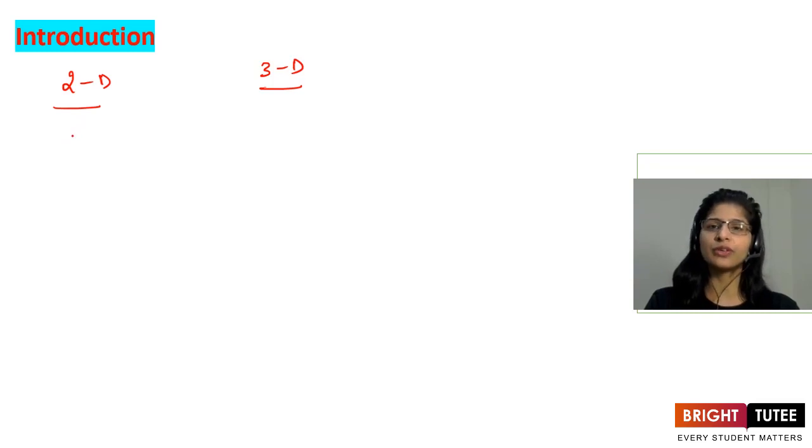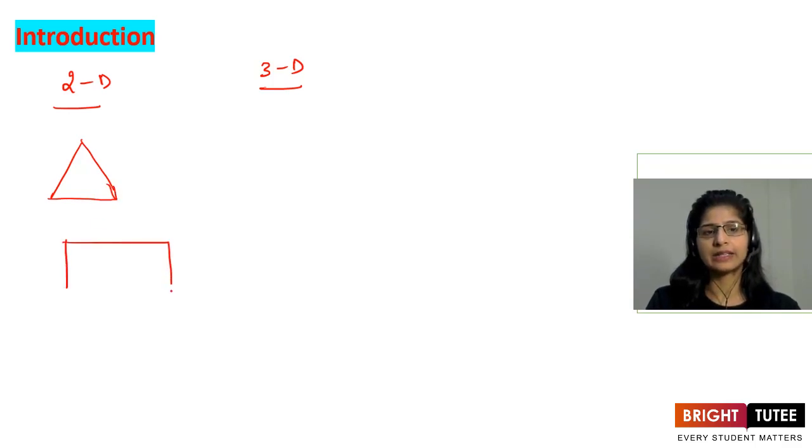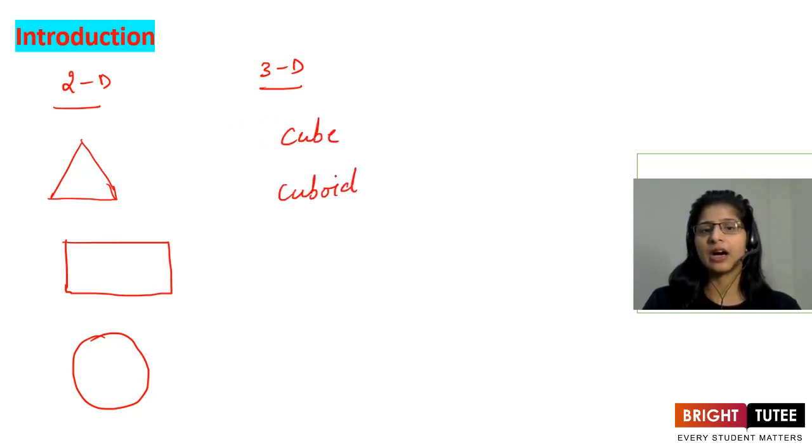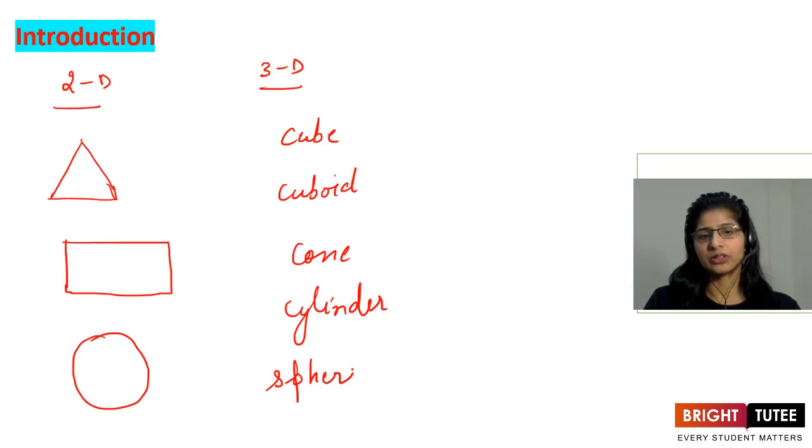If we talk of 2D figures, we know a triangle. It is a 2D figure. If I draw a rectangle, it's a 2D figure. Then a circle is a 2D figure. If we talk of 3D, can you think of some examples of three-dimensional? Yes, a cube, a cuboid, a cone, a cylinder, a sphere, and many more. These are the shapes that have three dimensions.